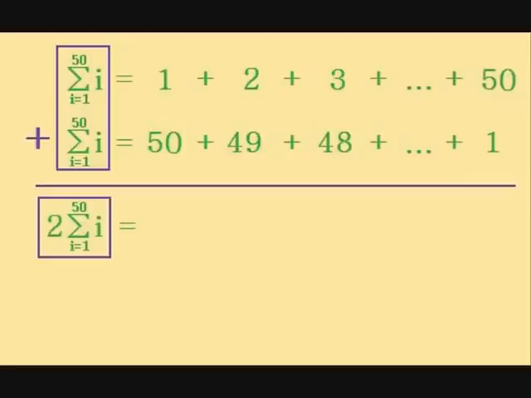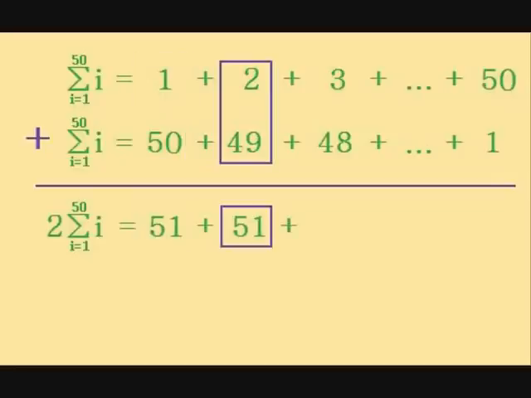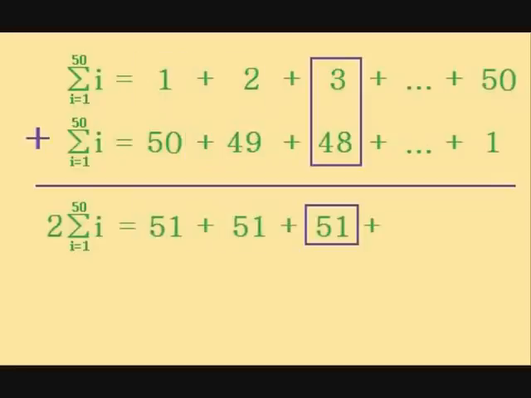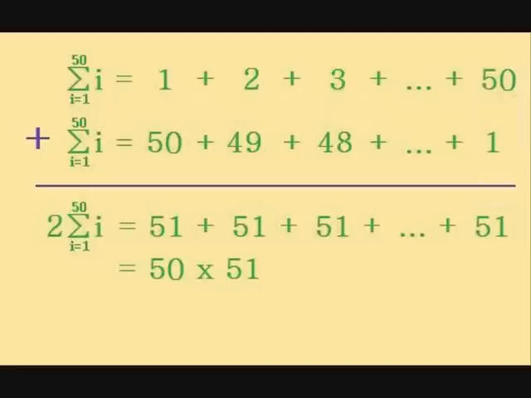Now, moving over to the right hand side, 1 plus 50 is 51, 2 plus 49 is 51, 3 plus 48 is 51, and so on until we get to 50 plus 1, which is also 51. Basically, we've ended up with 50 lots of 51 here.